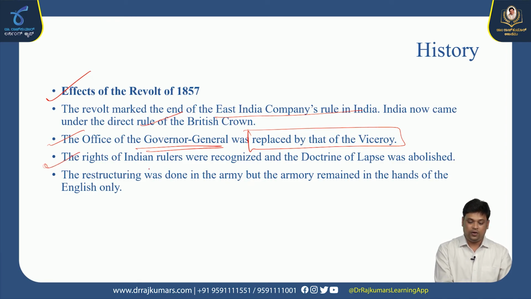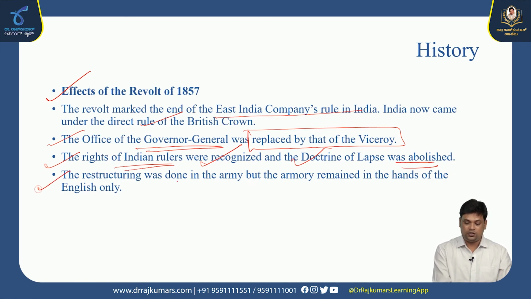The rights of Indian rulers were recognized and the doctrine of lapse was abolished. The Crown realized that the annexation of princely states was the major reason behind the 1857 revolt, because most of the leaders got agitated because of that policy. So the rights of Indian rulers were recognized; they could rule their land. The doctrine of lapse and the subsidiary alliance were completely abolished based on Queen Victoria's proclamation in the year 1858.